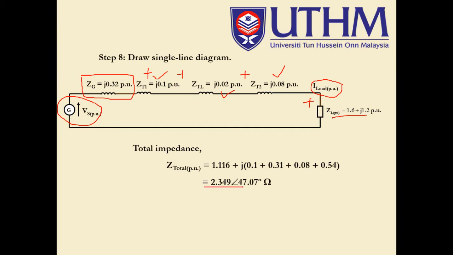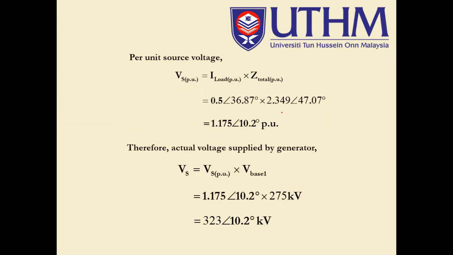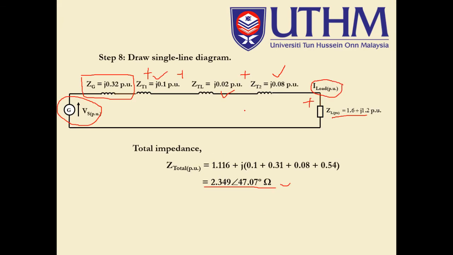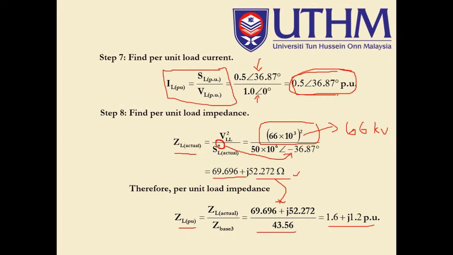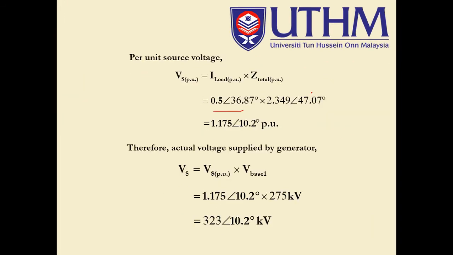And then the total giving us 2.349 angle 47.07 ohm. So per unit source voltage, VSPU, ILPU multiplied by Z total. Okay, so this is what we have calculated in the previous slide over here. Okay, the ILPU. Take it and put in this equation. Okay, so this is from previous slide, and this is the final VSPU. Okay.